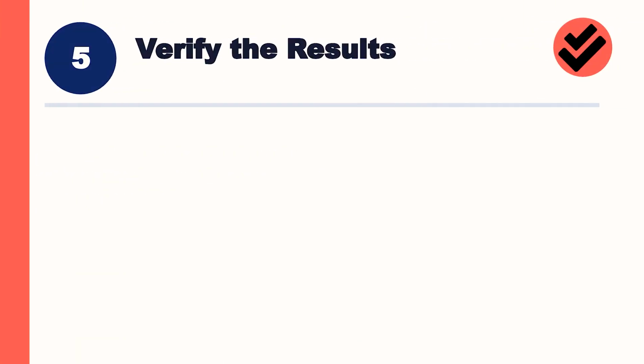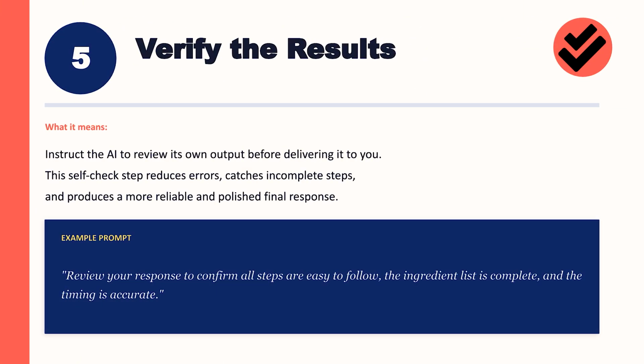Step 5 is verify the results. Instruct the AI to review its own output before delivering it to you. This self-check step reduces errors, catches incomplete steps, and produces a more reliable and polished final response.